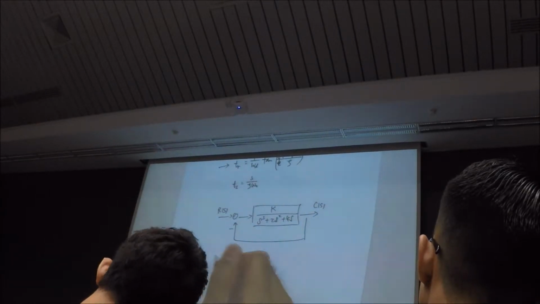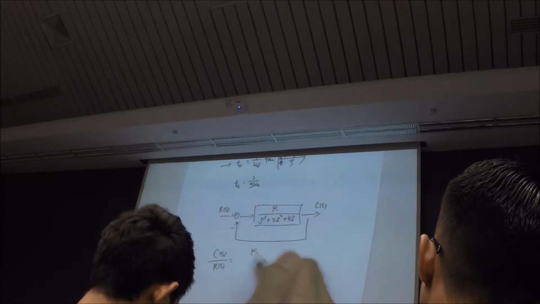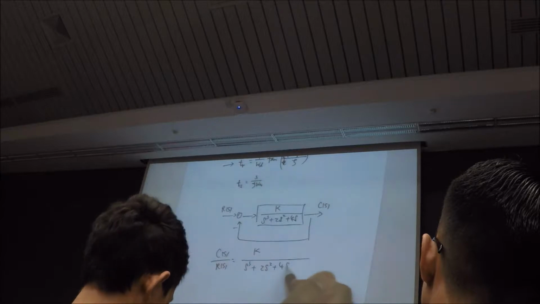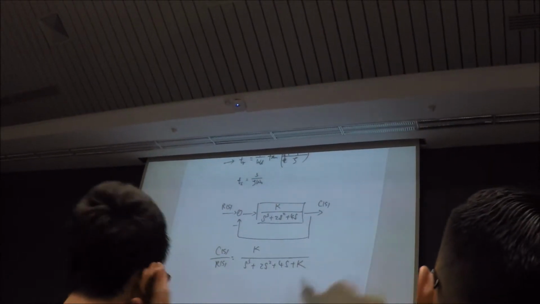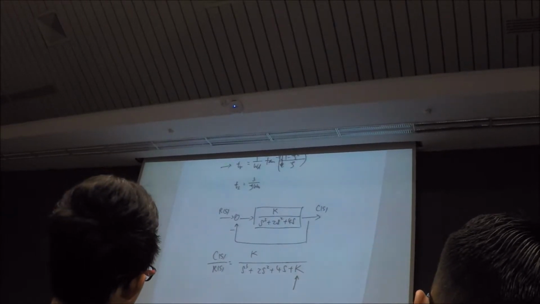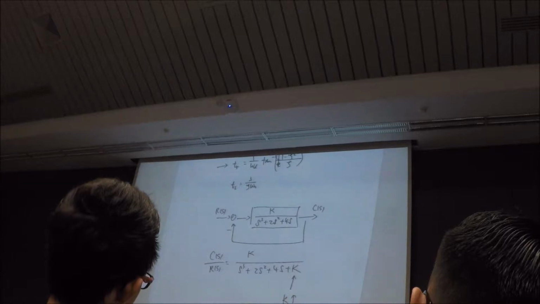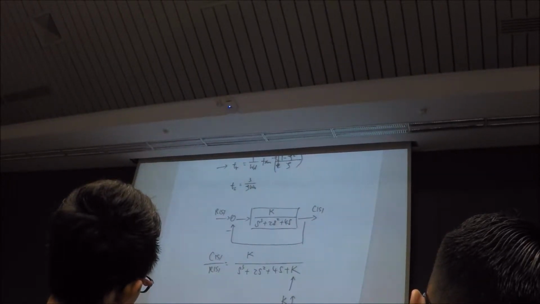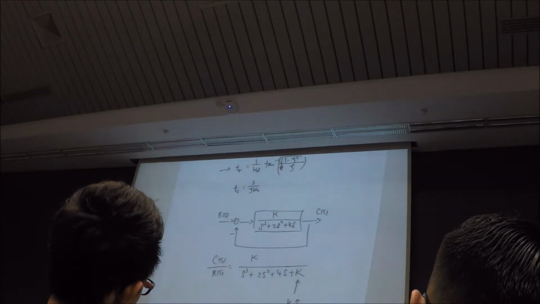Okay, so in your closed loop transfer function, you have k over s cubed plus 2s squared plus 4s plus k. And what we are saying here is if I change the k value and increase k, you can see that your characteristic equation is s cubed plus 2s squared plus 4s plus k equal to 0. Every time you change k, your characteristic equation changes.